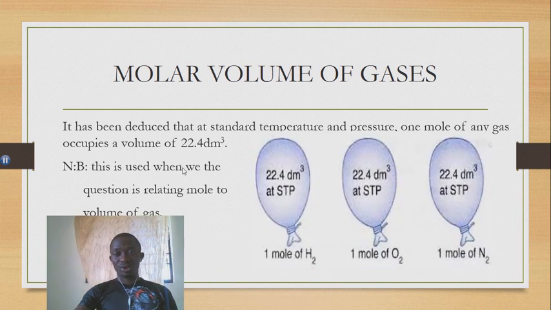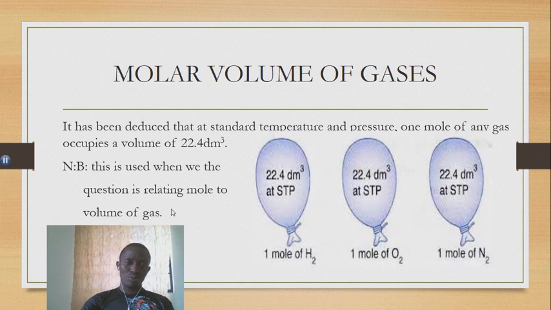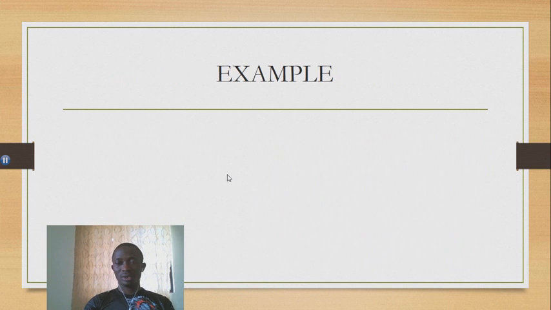So let us look at this picture. We can see in this picture 1 mole of hydrogen gas contains 22.4 dm³. 1 mole of oxygen gas contains 22.4 dm³. 1 mole of nitrogen gas contains 22.4 dm³. Please note that this only applies to gases, and you can only use it when a question is relating volume to mole.